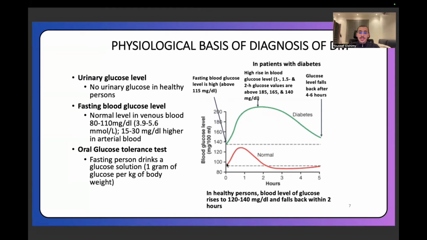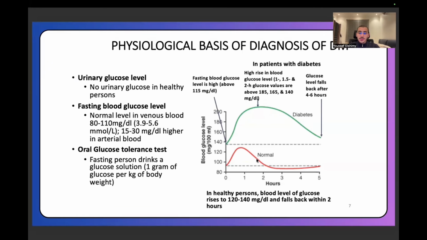But what happens is that when you give sugar, the blood level of glucose rises to around 120 to 140. Then after 2 hours, it goes back. Whenever you want to do the oral glucose tolerance test, you give glucose and you measure the glucose level after 2 hours.